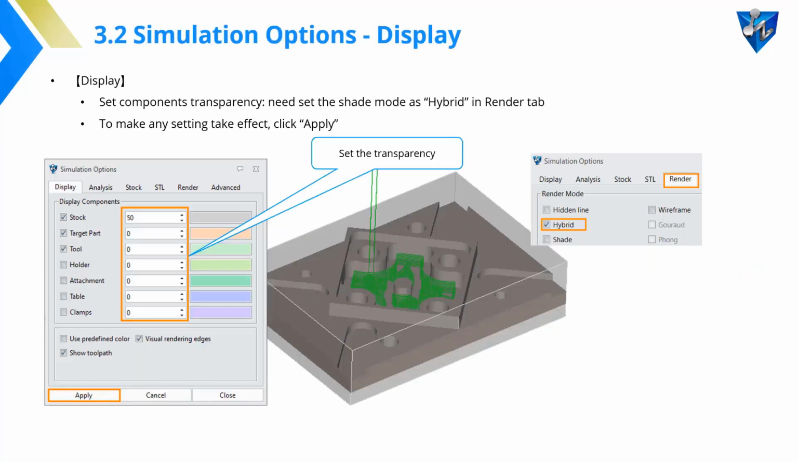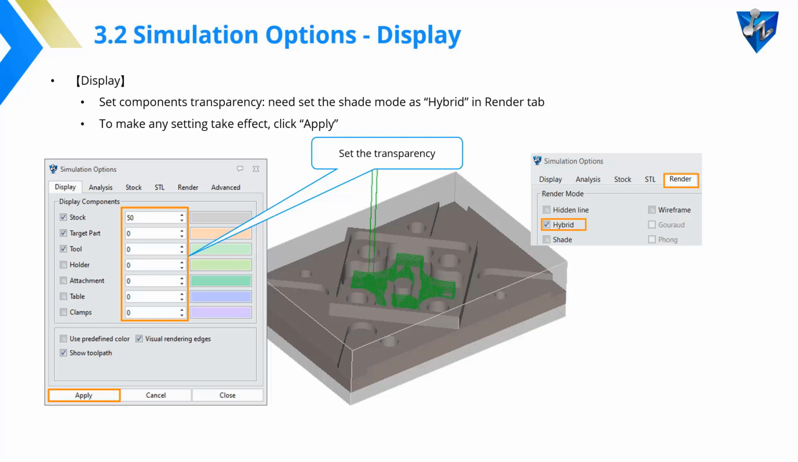Besides that, we can set the simulation options to control the display, analyze the result, and also save the result for later use. First is about display tab. We can set the component's transparency so it can be seen clearly during the cut process. To make it work, we need to set the render mode as hybrid in the render tab and click apply button.